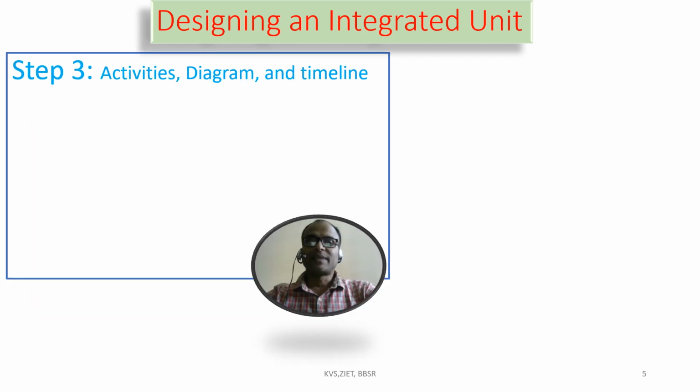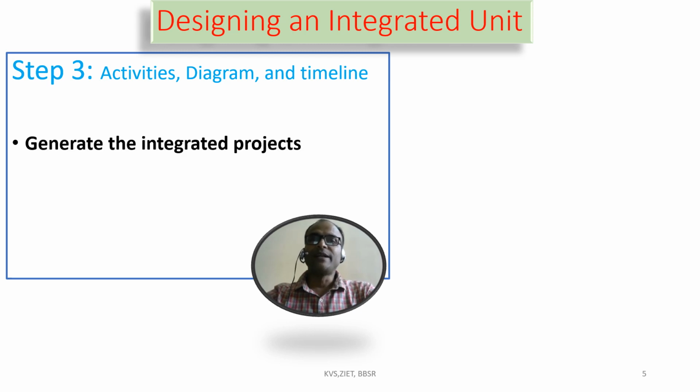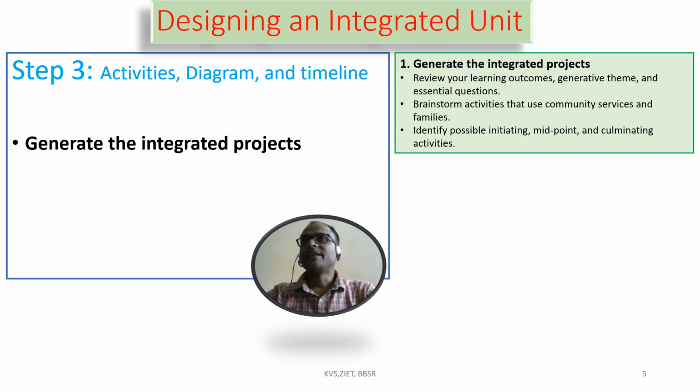Now, the step 3 is planning for activities, diagram and timeline. First, generate the integrated projects. Review your learning outcomes, generative theme and essential questions. Brainstorm activities that use community services and families. Identify possible initiating, midpoint and culminating activities.